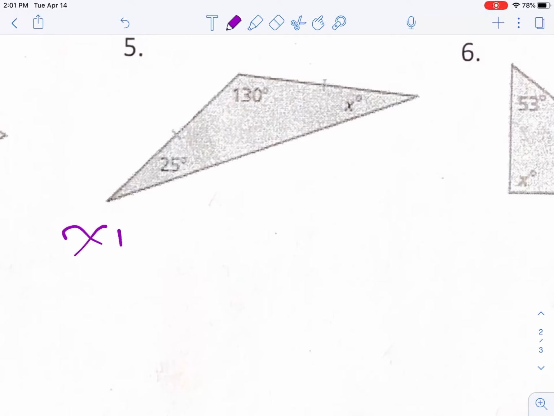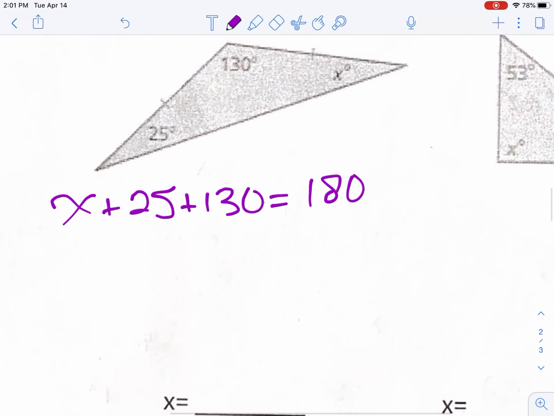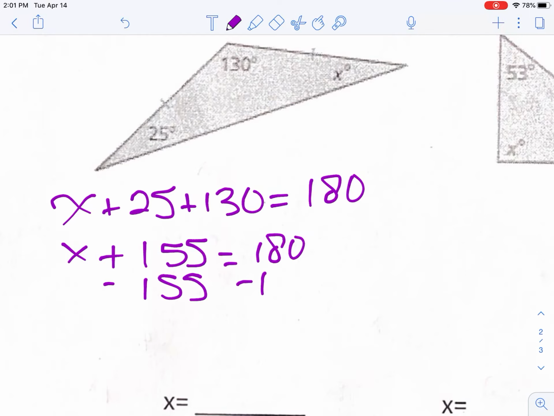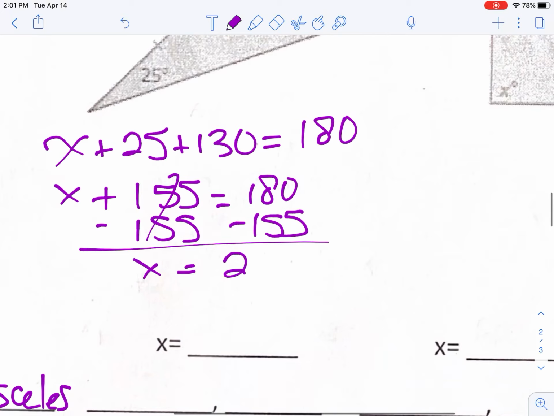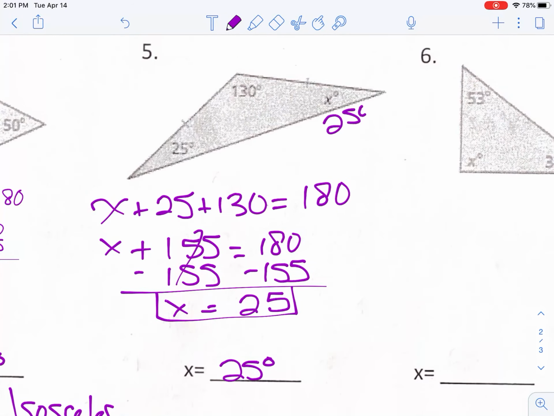Okay. Number 5, same thing. X plus 25 degrees plus 130 degrees, add all three up, and we need it to equal 180. 25 plus 130 is 155. This should be a plus. And then we'll subtract 155 from both sides to figure out that x. And x is 25 degrees.